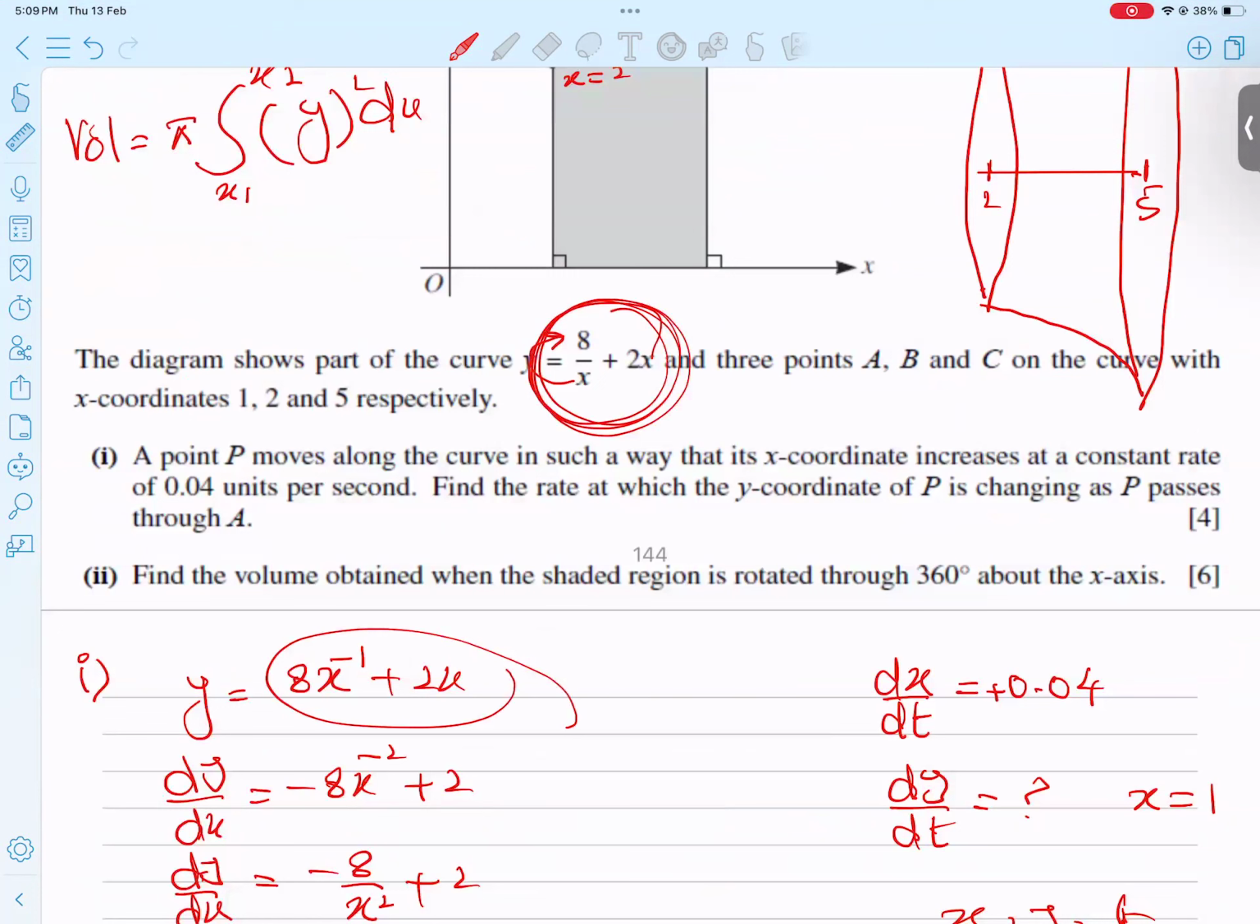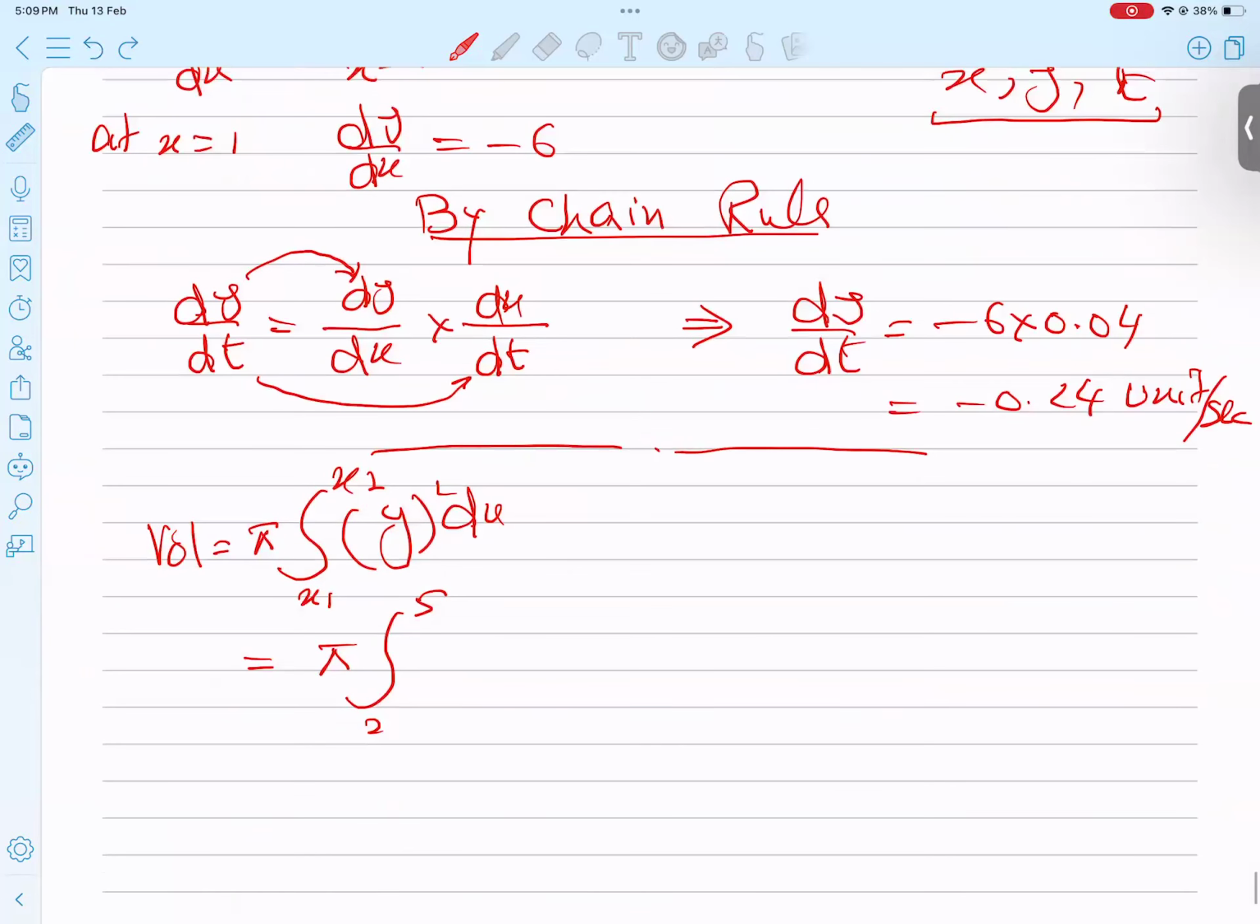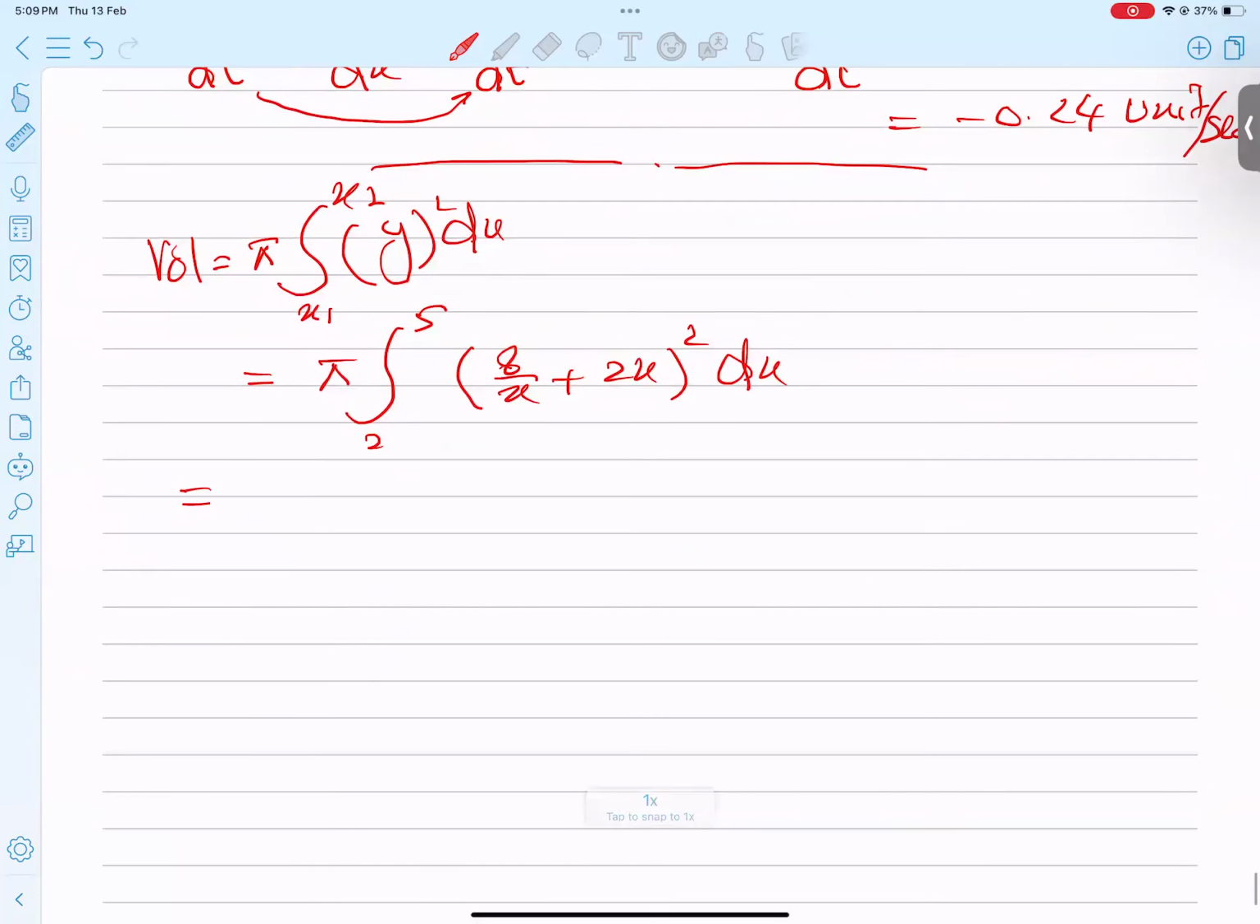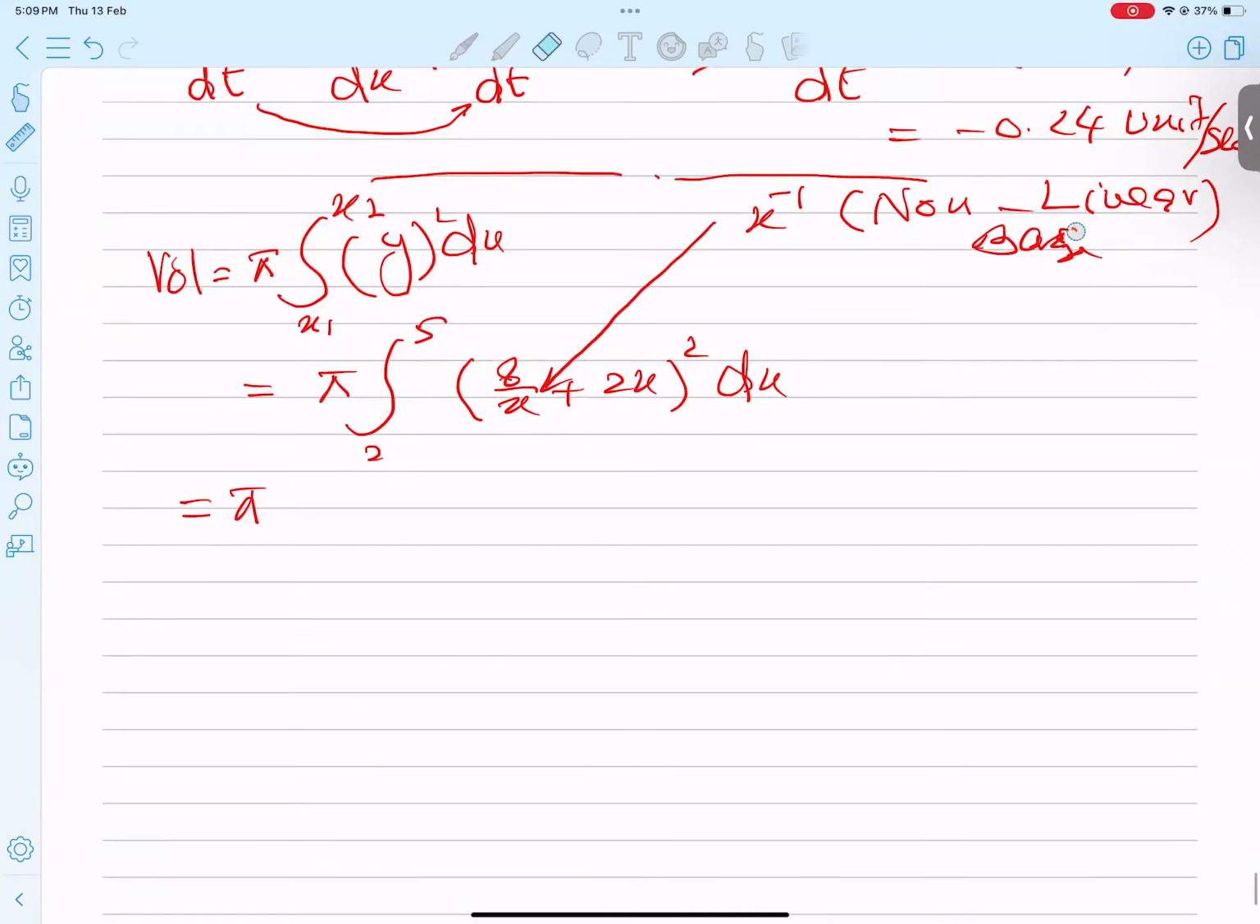You can take this part also, no problem, but here there is a chance of a little mistake, so I'm using 8 over x plus 2x, and power 2, you know it very well. Let's try to solve it. What is the basic rule? This is a non-linear base, you know, the power of x is negative 1. If I have a non-linear base, students, we have only one solution. What is that solution? Expand. So we have to expand the bracket before we start integration.